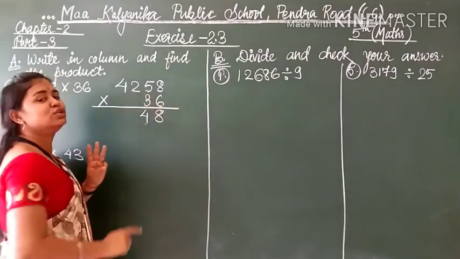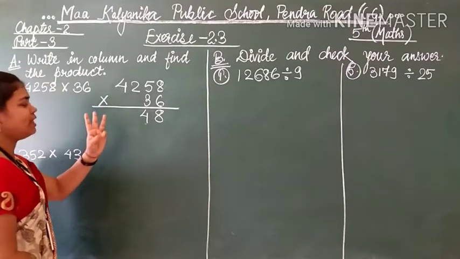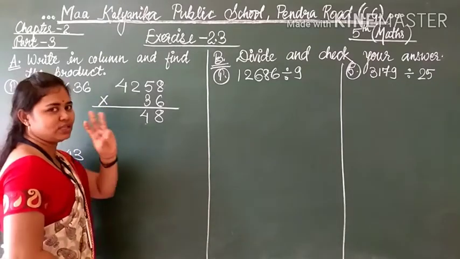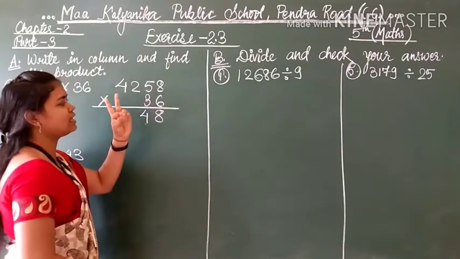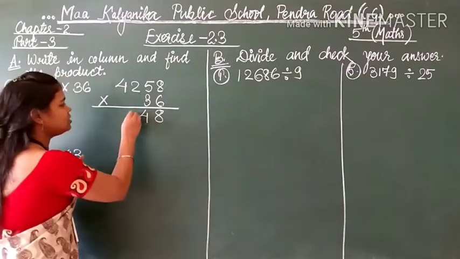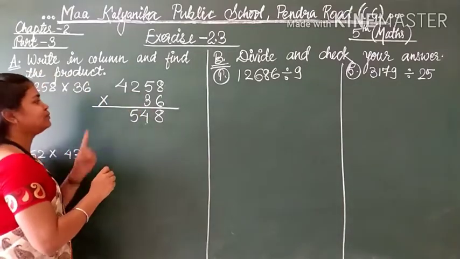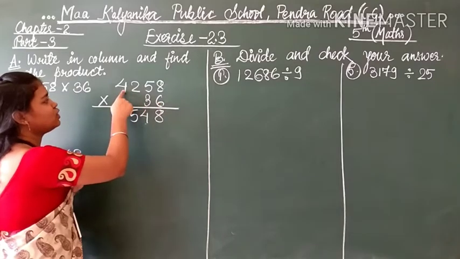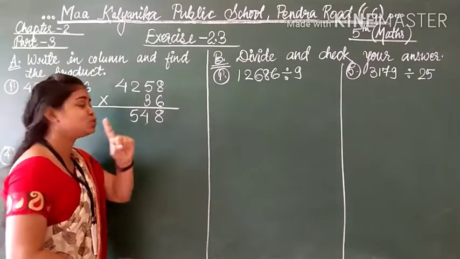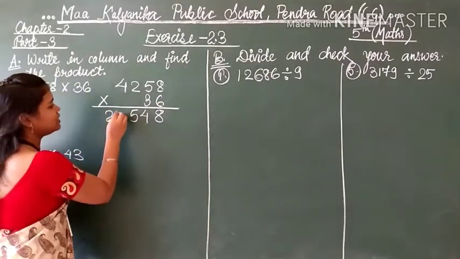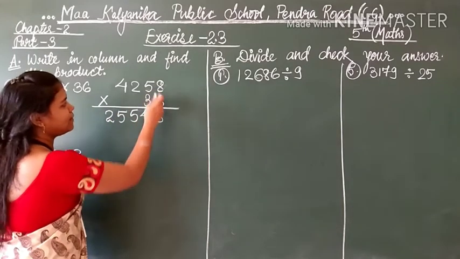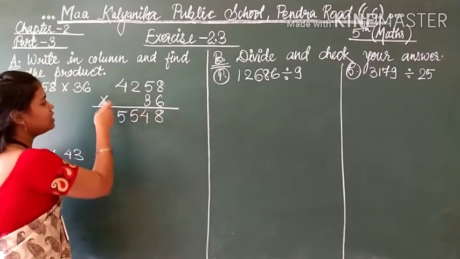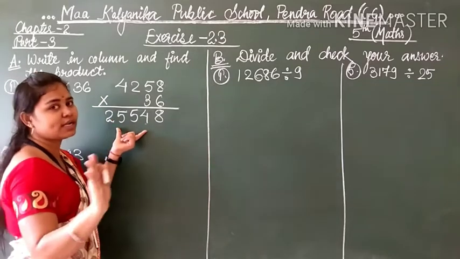6 2s are 12. 13, 14, 15. 3 carry was there. So 5 here, now 1 is carry. 6 4s are 24. Plus 1, 25. So students, in this way properly in column we will solve. This is not complete yet.